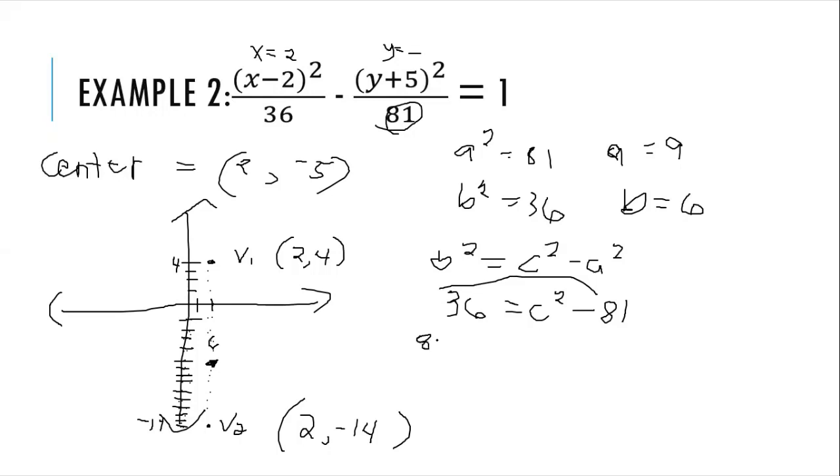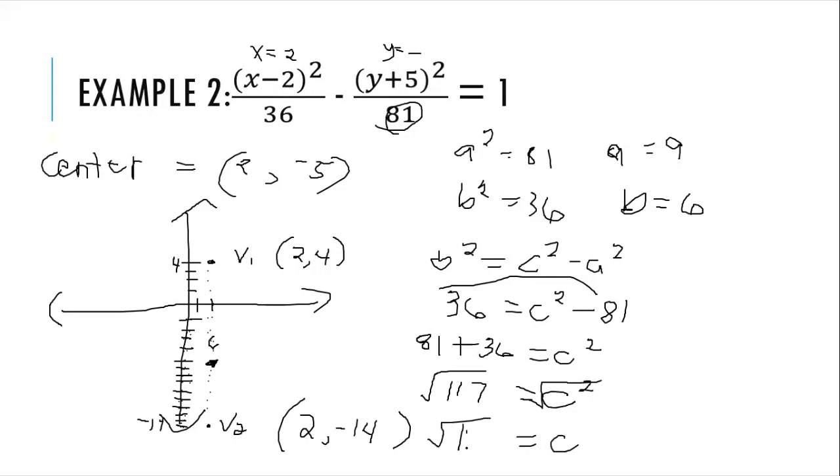81 plus 36 equal to C squared. Okay. 81 plus 36, we have 117. Okay, 117 is our C squared and then square root po natin yan. Or our C is square root of 117. Okay po.